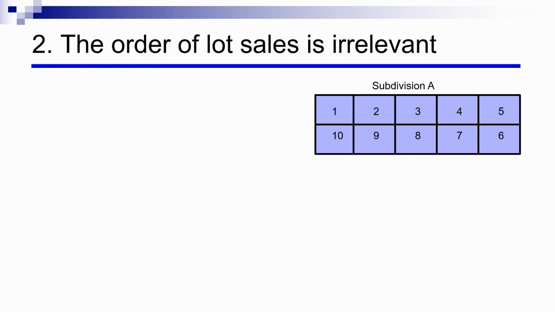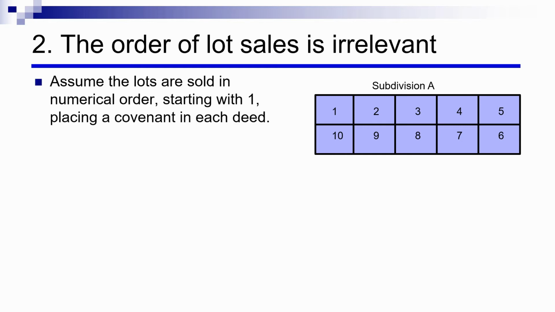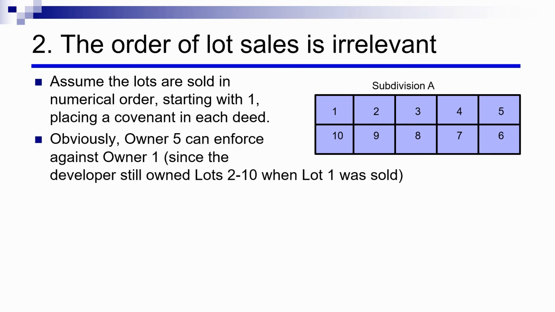Now, a second important use of the common plan is that it makes the order of the original sales of the lots irrelevant. Let's take a look at subdivision A for a minute and assume that the lots are sold in numerical order, starting with lot 1, then lot 2, lot 3, and so on. And as each lot is sold, a covenant is placed in the deed of that lot. Now, that's not always the way the developers do it, but let's assume that's true because it makes it easy to keep track of our present problem. Okay, so owner 5 can enforce the covenants against lot 1.